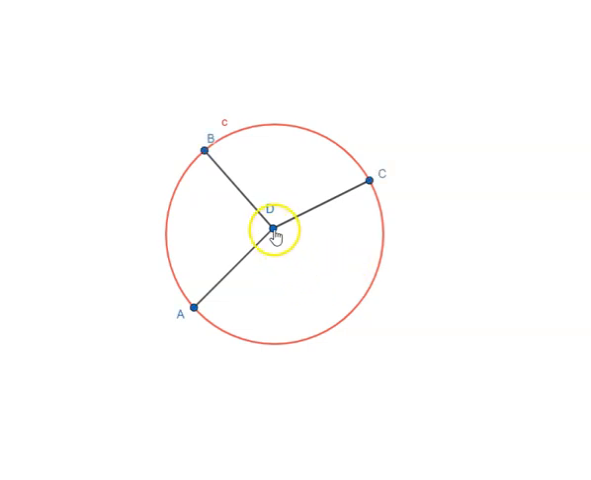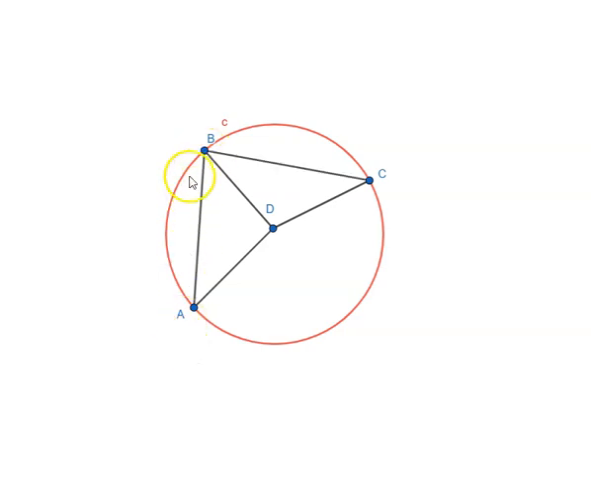So the proposition says that if these three are equal and they are falling on this circle, then D is the center of the circle. Now let's prove this, that D is actually the center. So let's join AB, let's join BC.